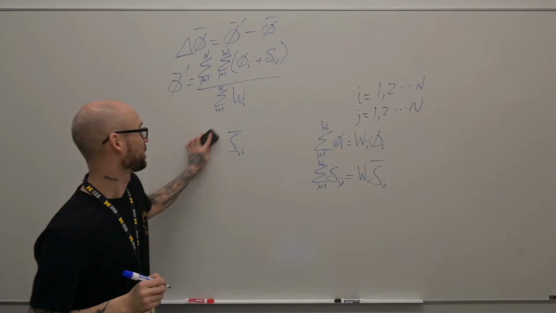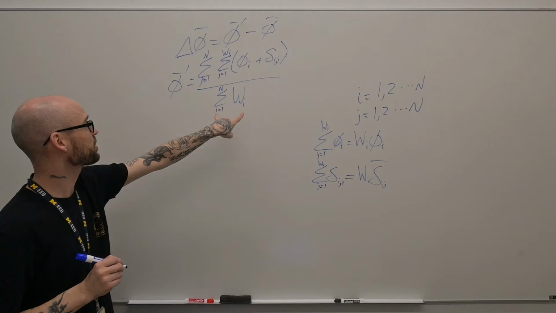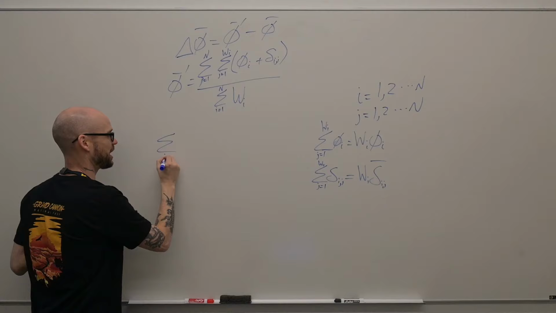The last one, so that's those two there. Now let's do the same thing for this bottom one. So this bottom one here is the summation from i equals 1 to n multiplied by w sub i.